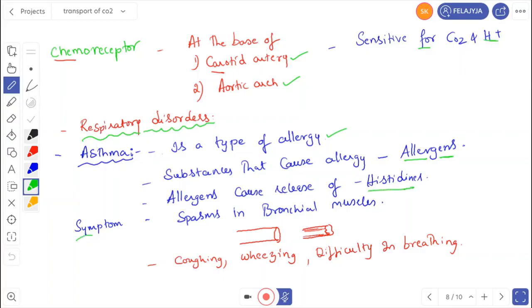What are the symptoms of asthma? Symptoms of asthma include spasms in the bronchial muscles. So the bronchial muscles get inflamed. This is the normal bronchi, but inside the bronchi, if a person is suffering with asthma, his muscles will get inflamed. So it causes coughing, wheezing, and difficulty in breathing. Wheezing means producing sounds in the lungs.